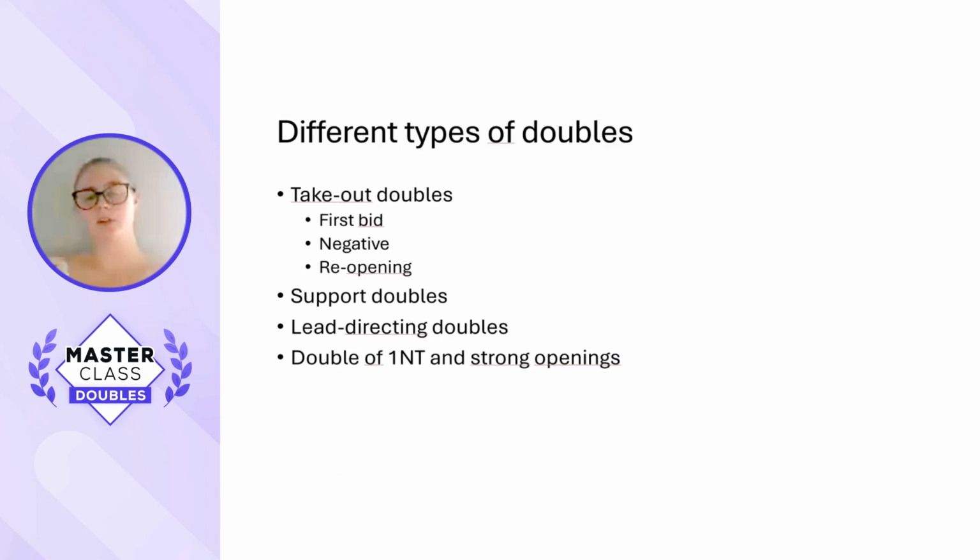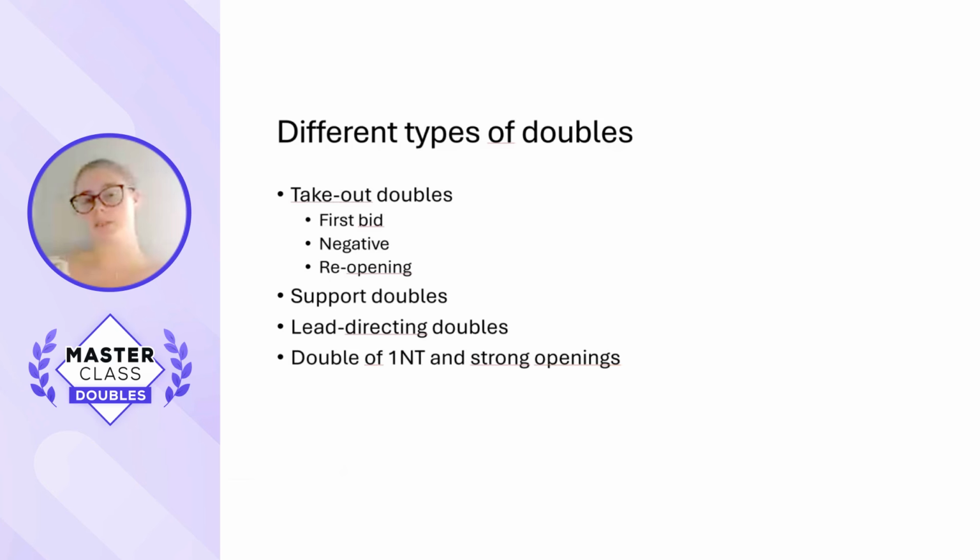So instead, we are using doubles as an extra tool in our toolbox, because there are a lot of different types of hands that we are not able to show without the double. So the most common ones are takeout doubles, and there are a lot of different types of takeout doubles. They have some different names, but they do mostly have approximately the same meaning, meaning that we are doubling because we don't have the suit, and we want, as the name says, partner to take it out into something else.